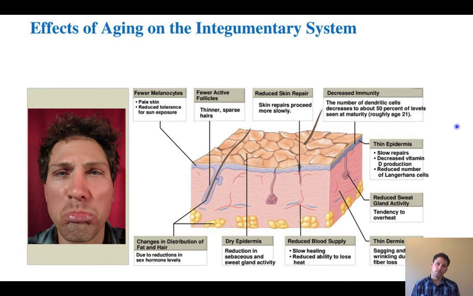It's never going away. So decreased immunity, so our dendritic cells decline, our epidermis thins, we lose our ability to produce vitamin D. As we age, we see a reduced sweat gland activity. So when you think about moving into a warmer environment, and now you're more exposed to UVB rays, but you also now have the tendency to overheat. So if you're living in a hot place, the power goes out, your AC is not working, right?